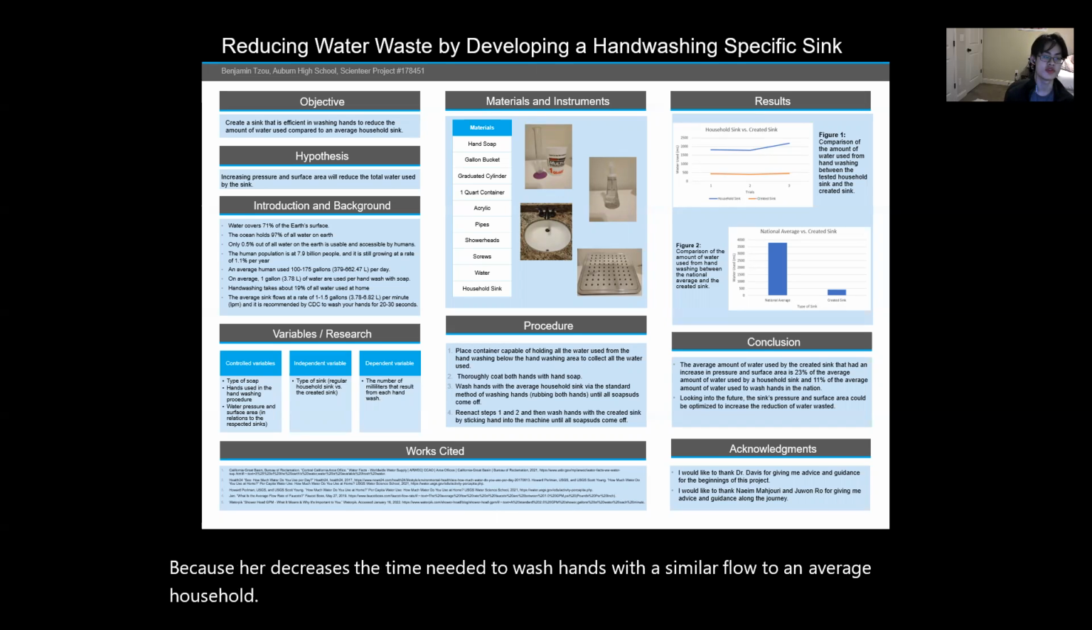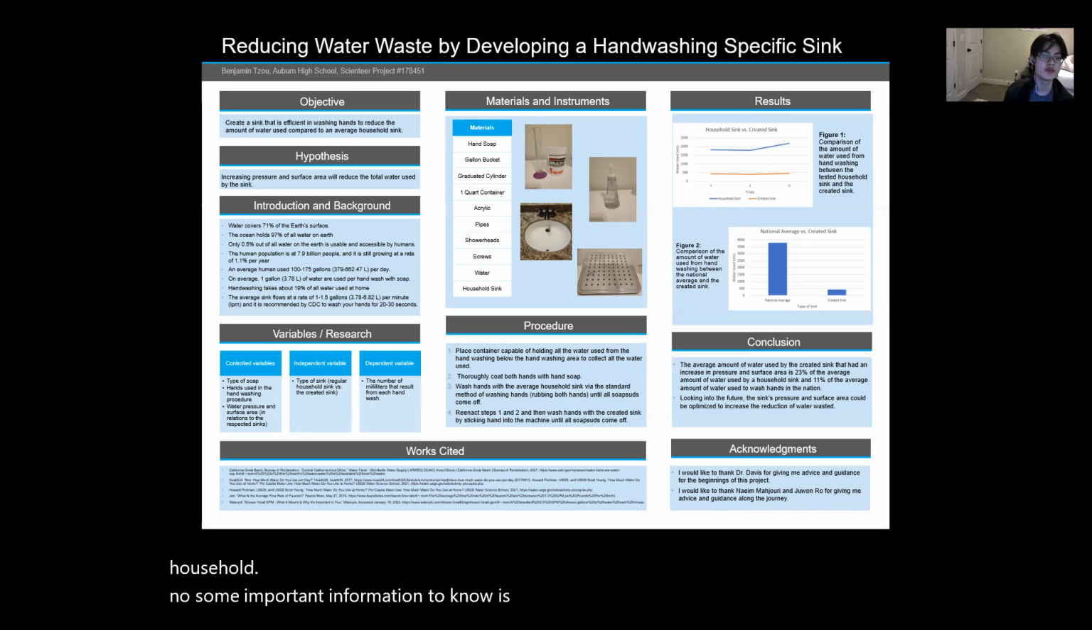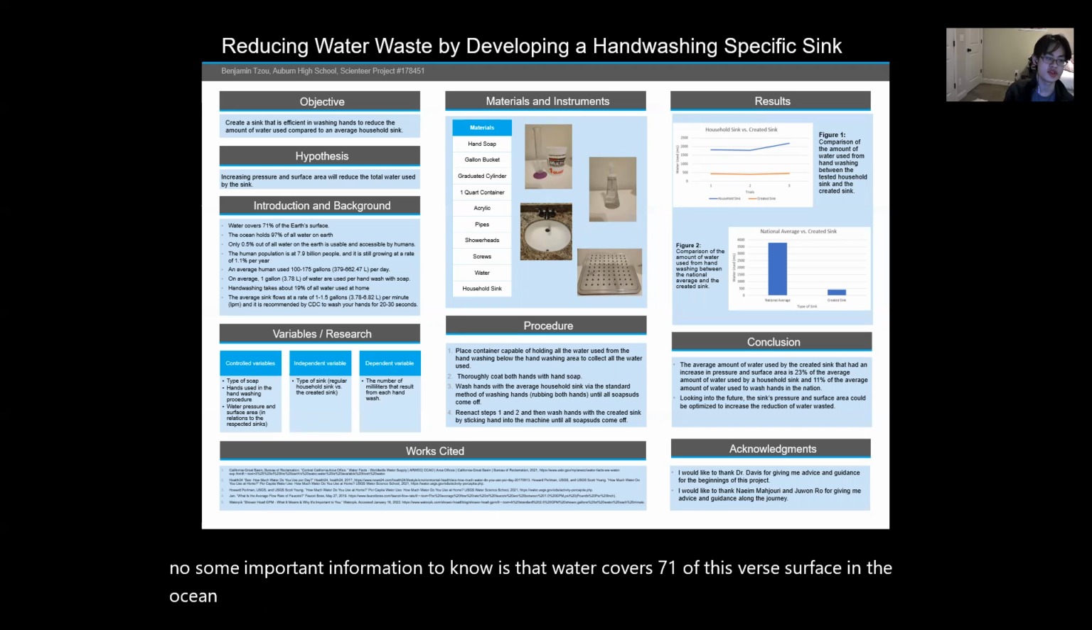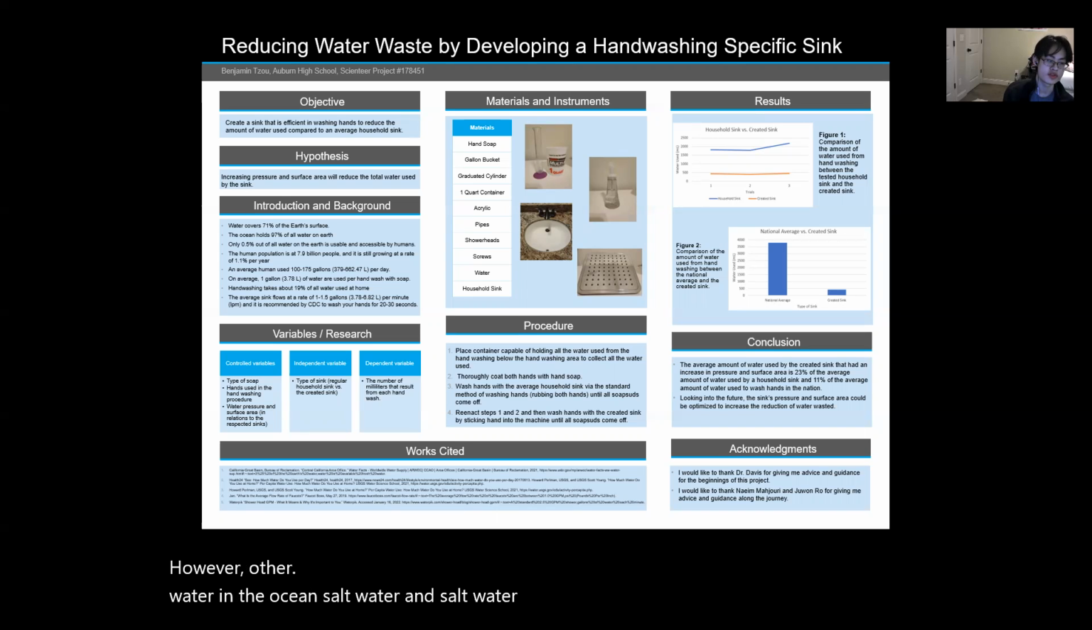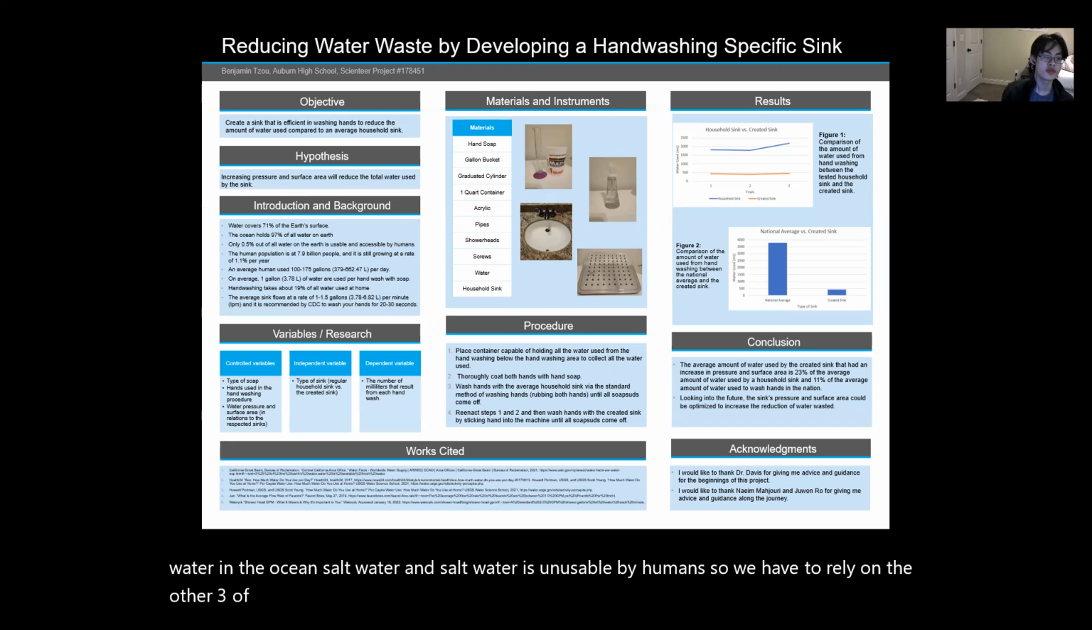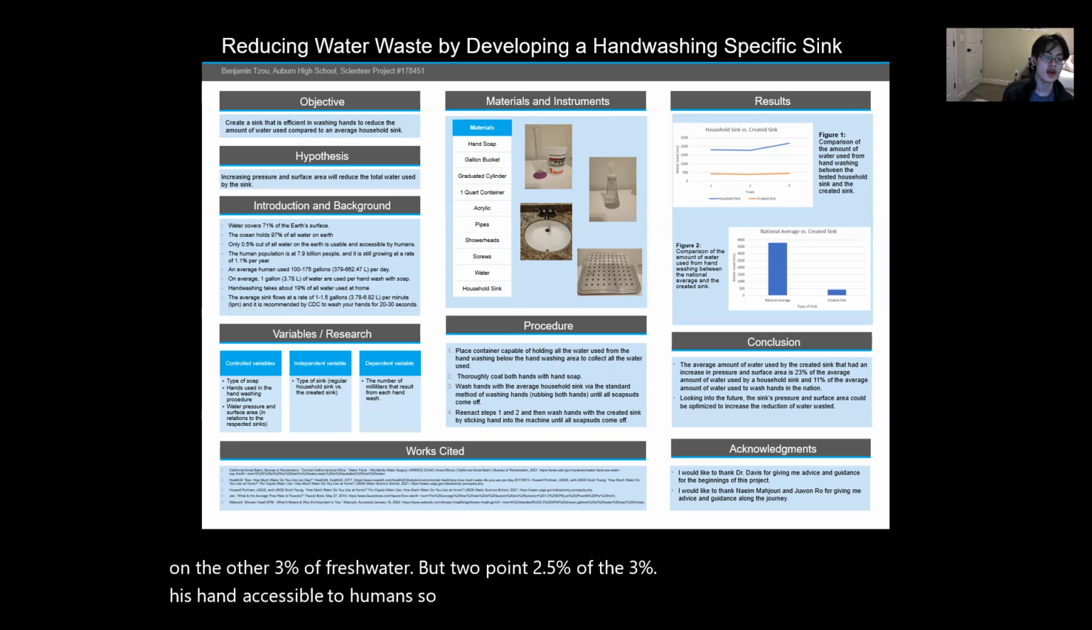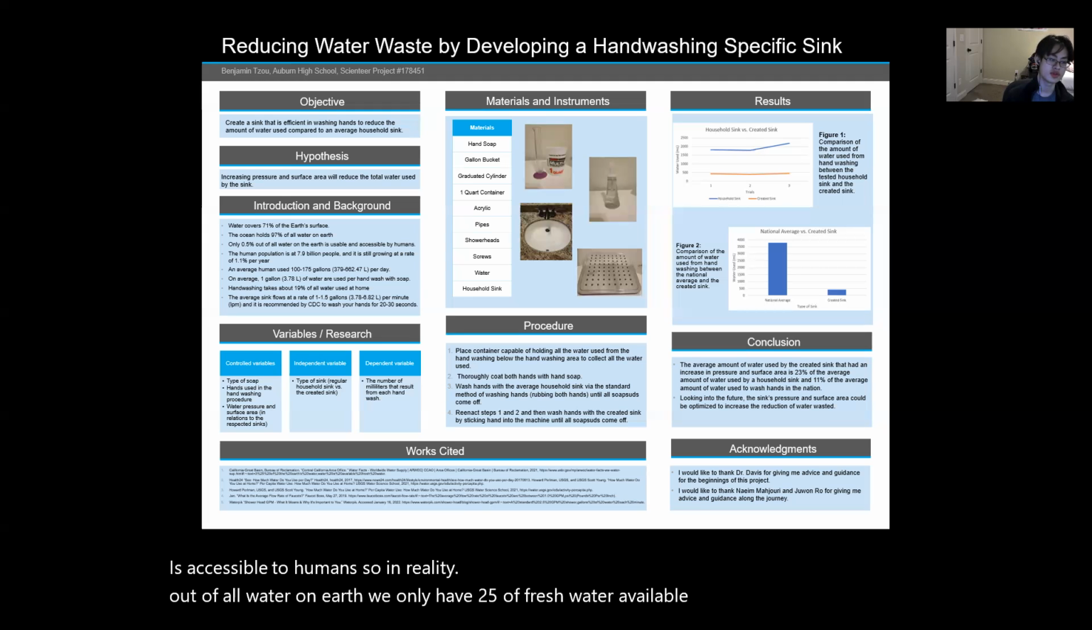Now, some important information to know is that water covers 71% of the Earth's surface, and the ocean holds 97% of all water on Earth. However, all the water in the ocean is salt water, and salt water is unusable by humans, so we have to rely on the other 3% of fresh water. But 2.5% of the 3% is inaccessible to humans. So in reality, out of all water on Earth, we only have 0.5% of fresh water available and accessible to humans.